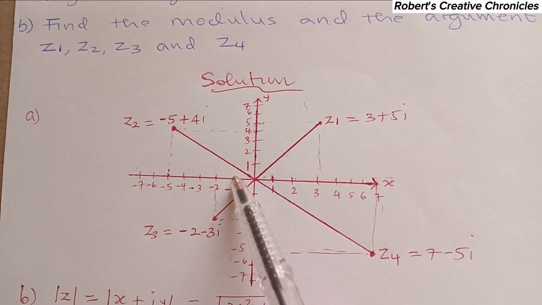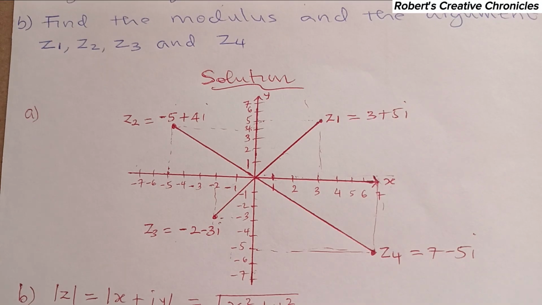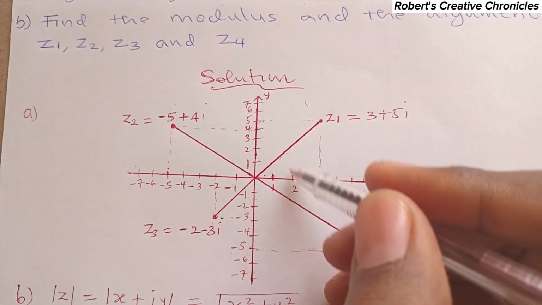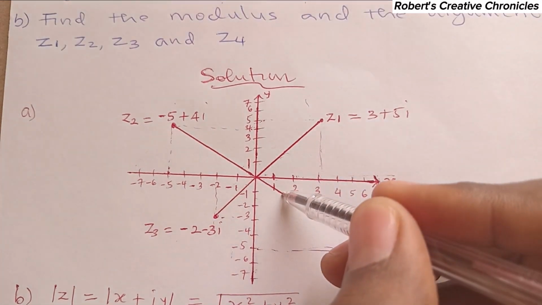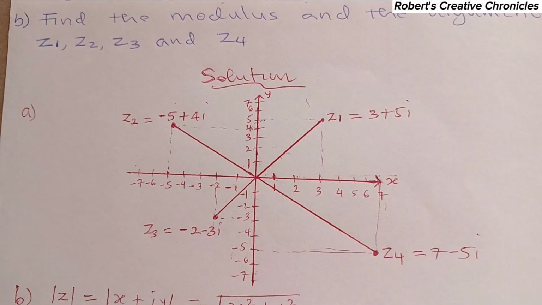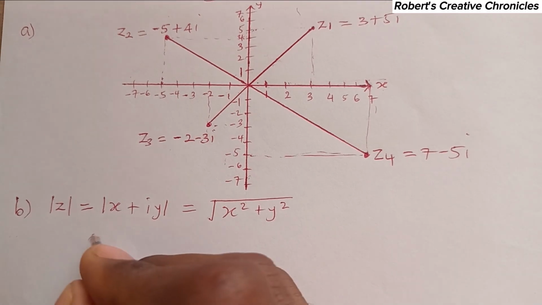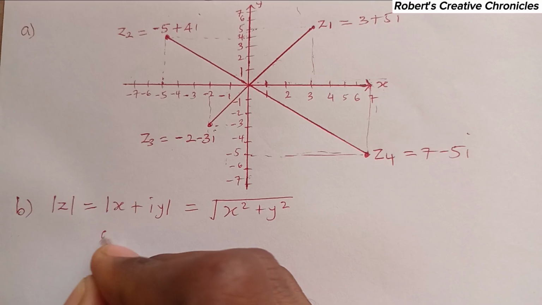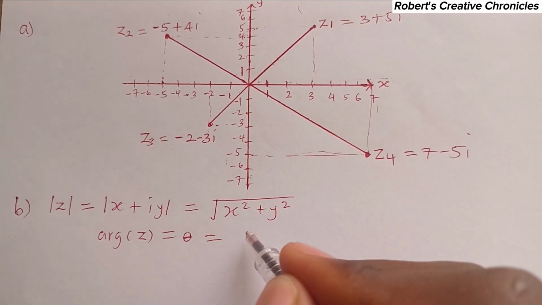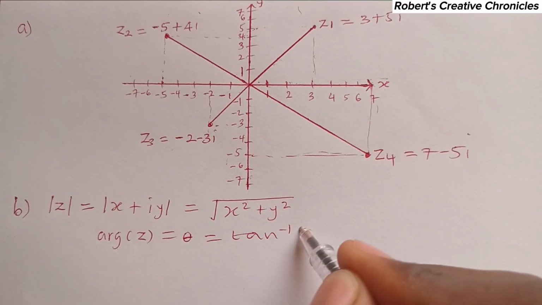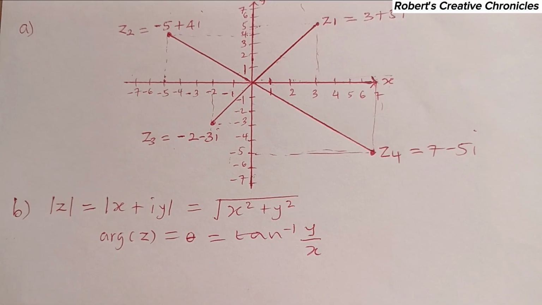From here going, and it is measured in anti-clockwise direction. So now, from here to here will be an argument. From here to here will be an argument. So let's do it. Z1. And the argument of a complex number is given by theta, which equals tan inverse y over x. So let's do this.